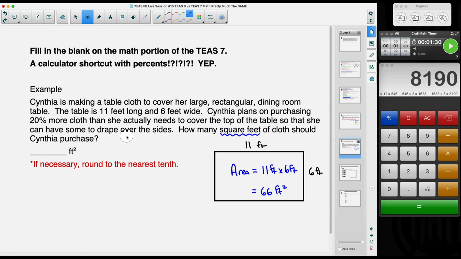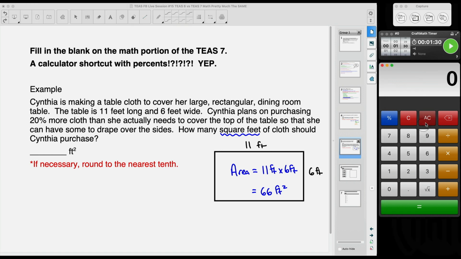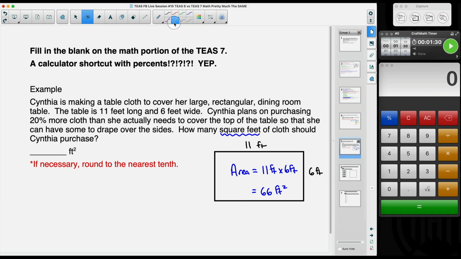Now let me show you the way that I have always taught students how to do this. The way that I've always taught students is, if you want to find, in this case, 20%, we want to find 20% of 66. And I'm still going to teach it this way, but I'm going to show you a shortcut way. So if we want to find 20% of 66, 66 is the whole area of that table. But we want to find 20% of that because she wants to buy a little bit more.